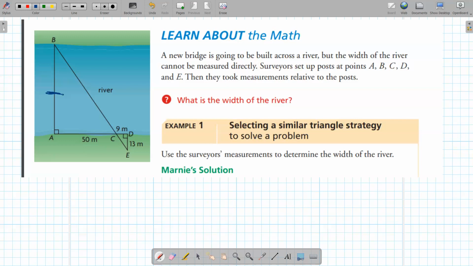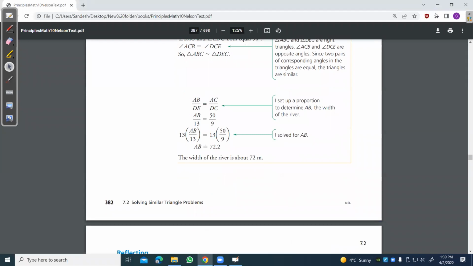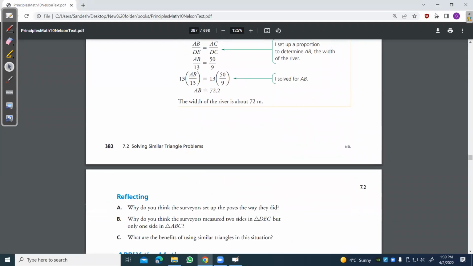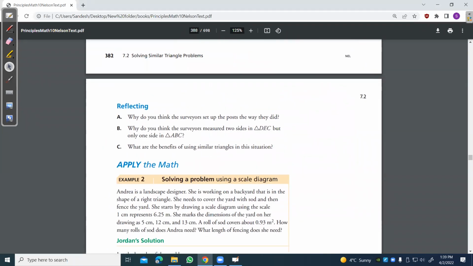What's the scale factor here? 5.5. Right, so what's going to be the width of the river? 71.5. Right, let's see if you are correct. Oh, I think you are. Yeah, 71.5, same thing as 72, okay?